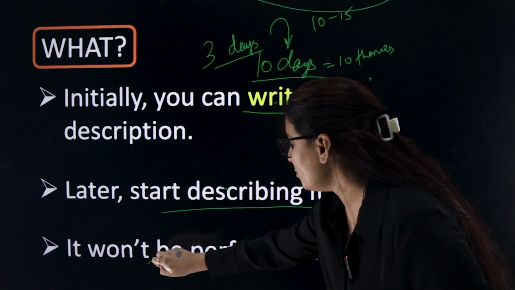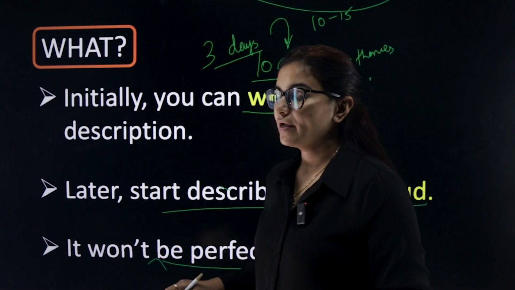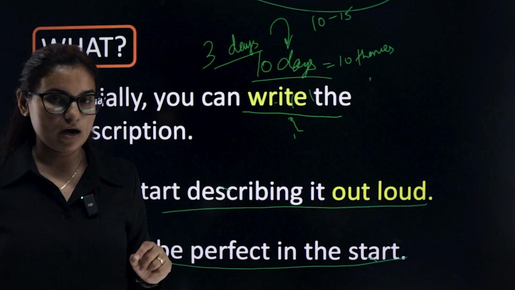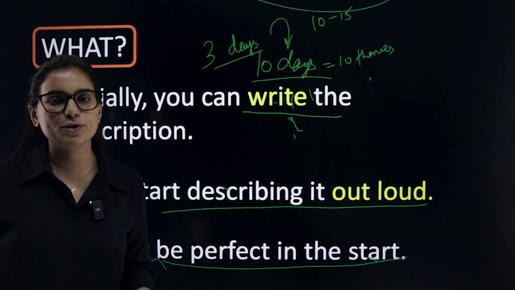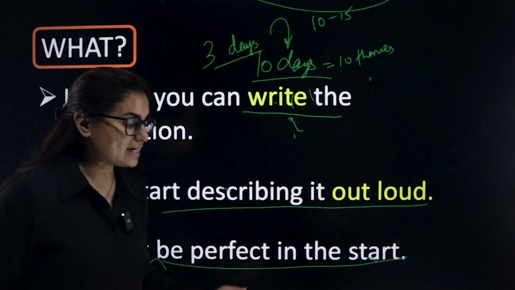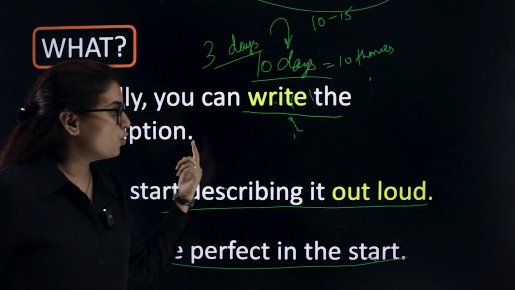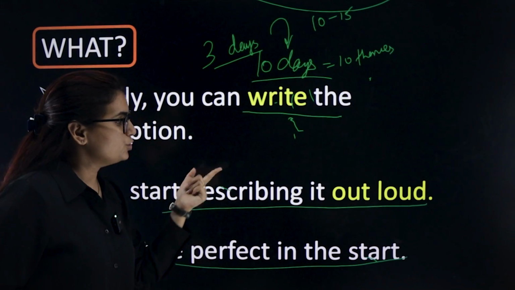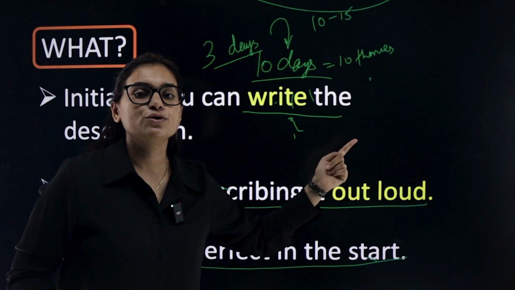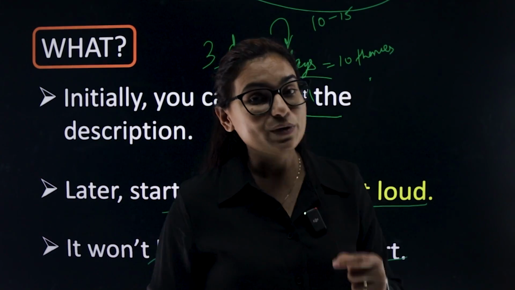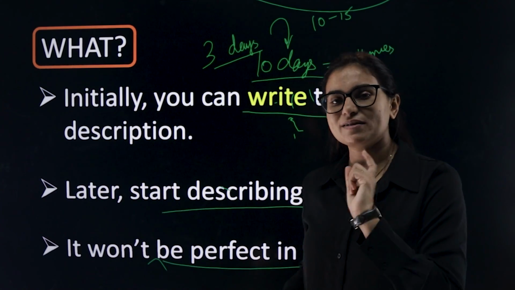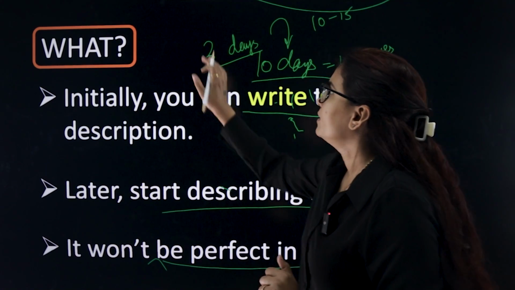Next, it won't be perfect in the start. I am telling you this in advance. Initially, this is the most boring exercise you will do. But practice makes you perfect. The more you do the description, the more you start speaking it out loud, the more perfect you become. All right? You really become perfect in this if you practice slowly and gradually.